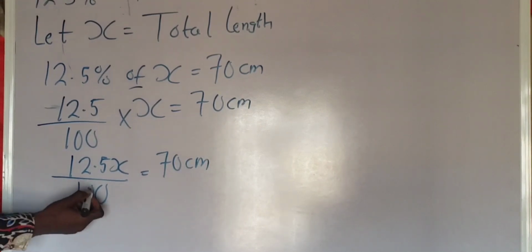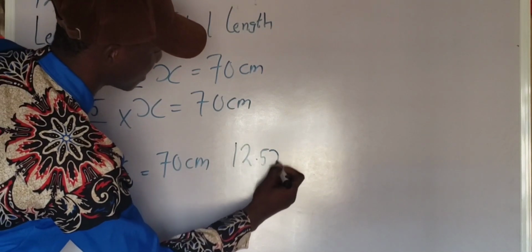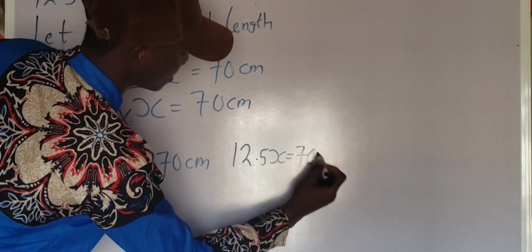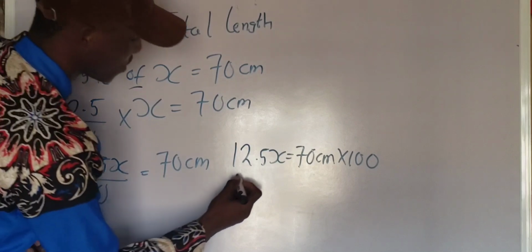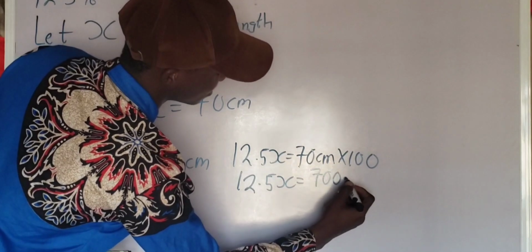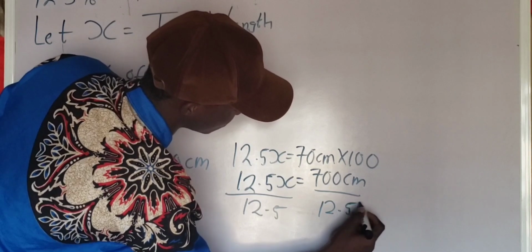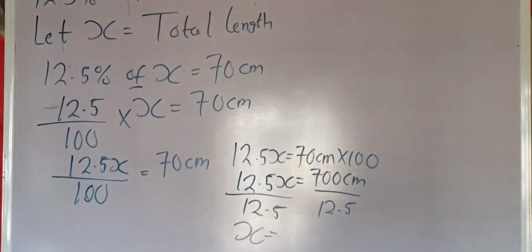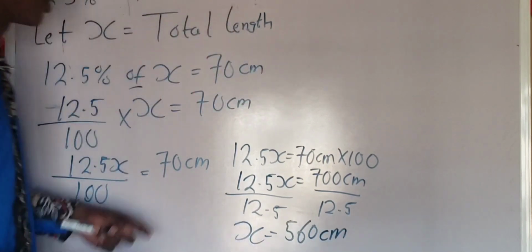What do you do in this place? You cross multiply, right? Yeah. So for this I'm going to have 12.5x is equal to 70 centimeter multiplied by 100. 70 centimeter multiplied by 100, that is what? 700 centimeter. So 12.5x is equal to 700 centimeter. Divide both sides by 12.5. So x is equal to 700 centimeter divided by 12.5. That should give us 560 centimeter. So the answer is 560 centimeter.